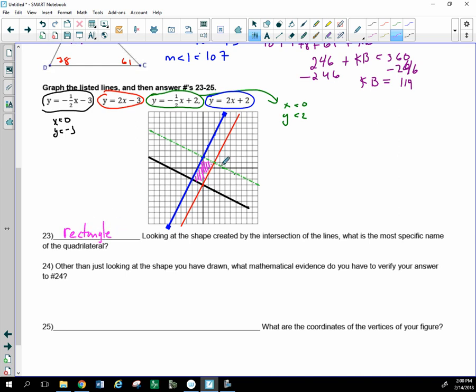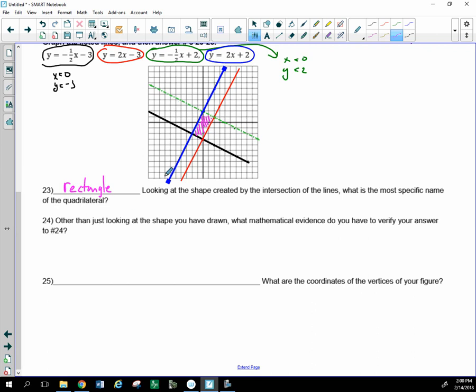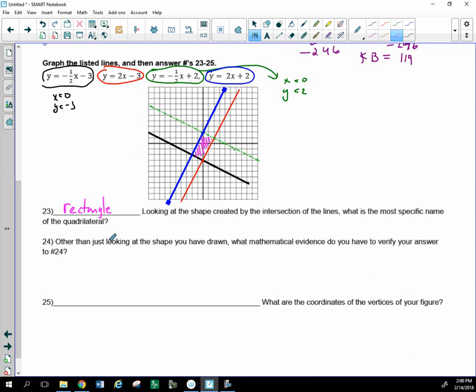Right, it looks like I see 4 sides. So it says, other than just looking at the shape you've drawn, what mathematical evidence do you have to verify that this is a rectangle? Well, looking at my lines here, the black line and the green line have the same slopes. So we have slopes of negative 1/2, two pairs of slopes that are the same.